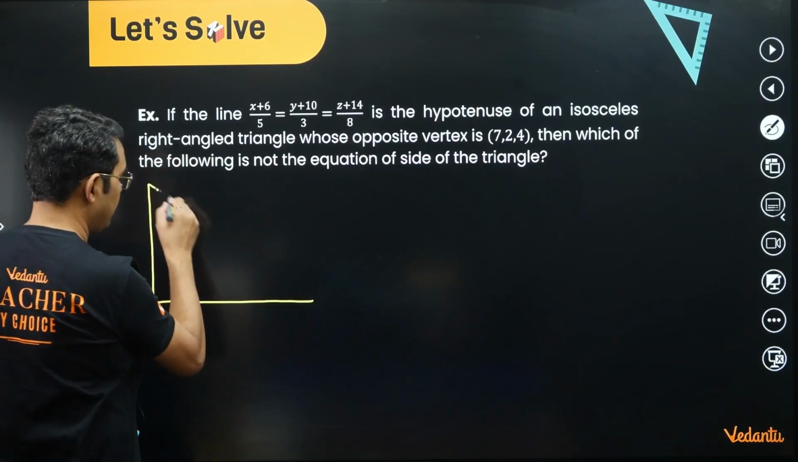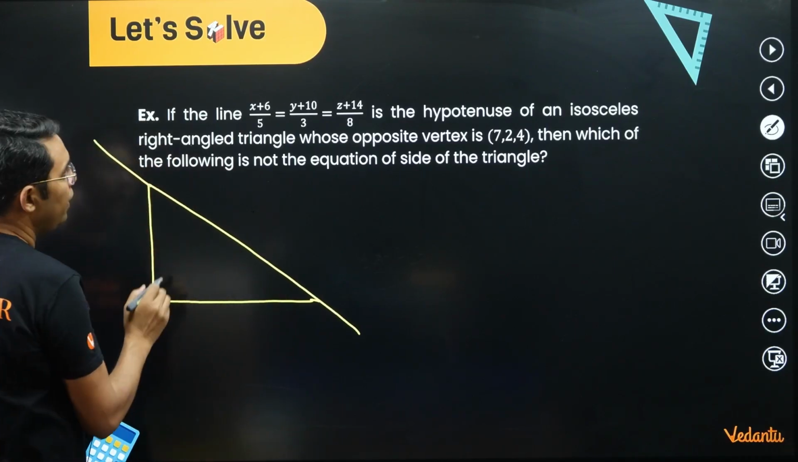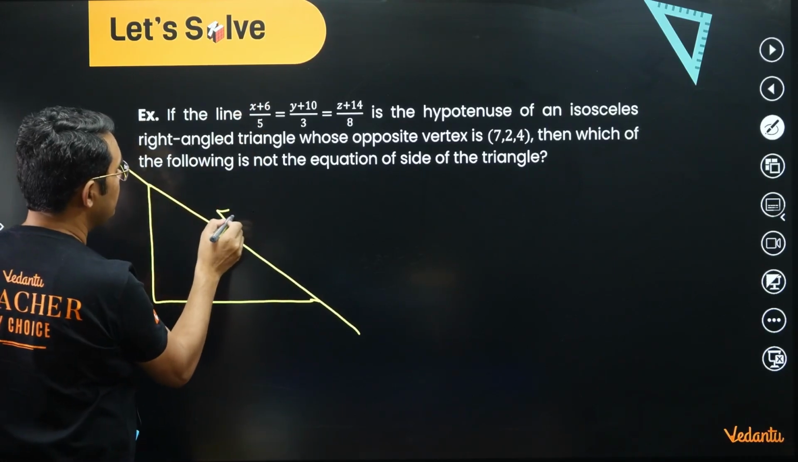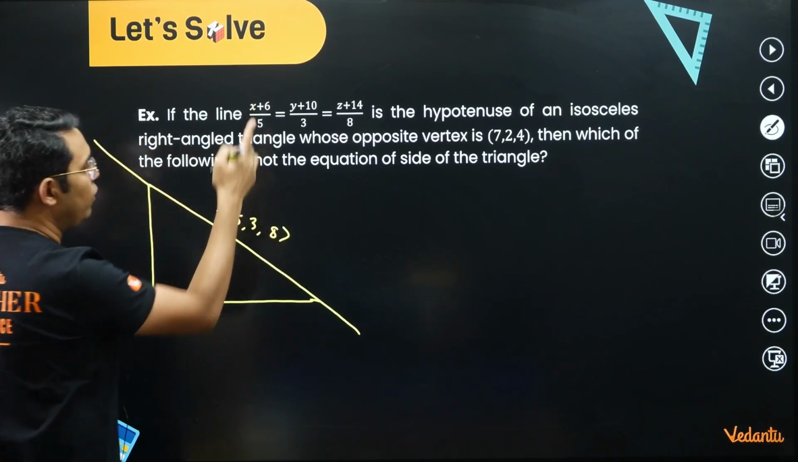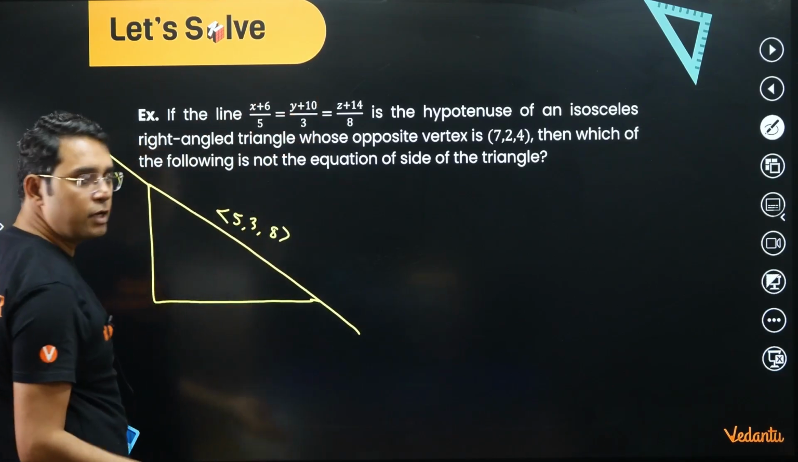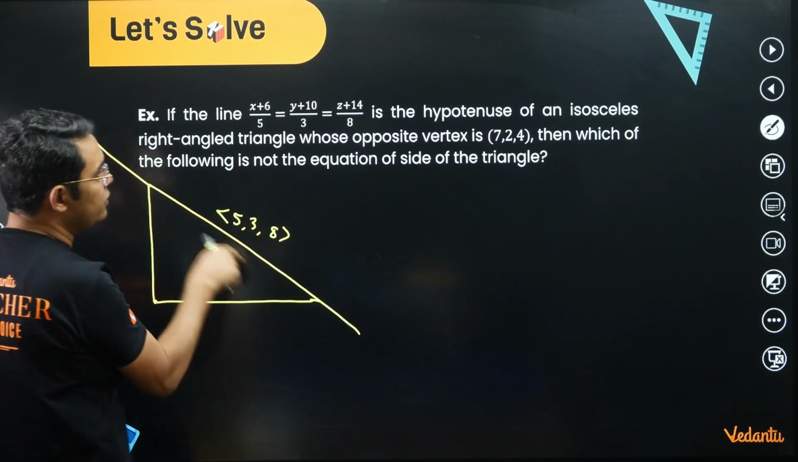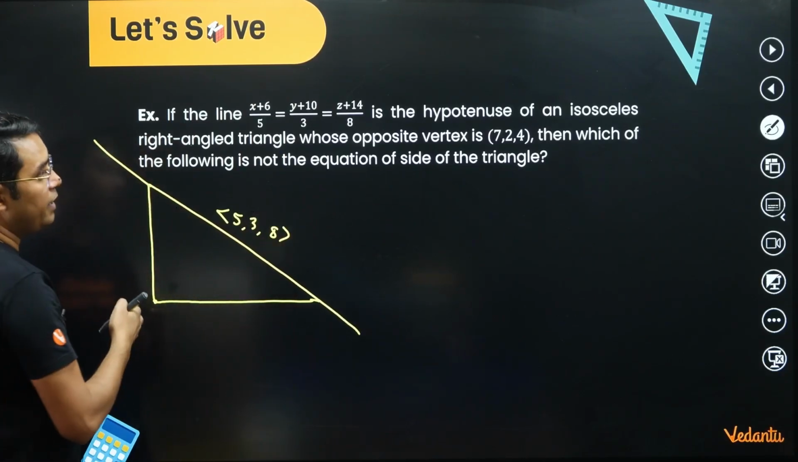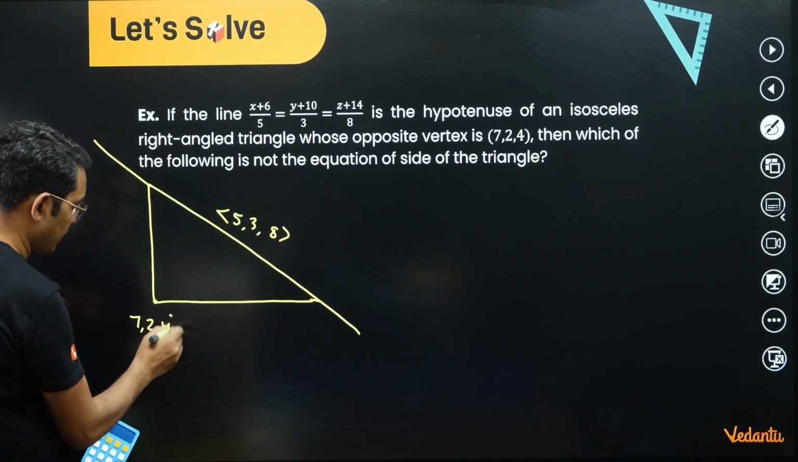So this is my right isosceles triangle, where this line has direction ratios 5, 3, 8, and one of the points on this line is (-6, -10, -14), and the opposite vertex of this hypotenuse, that means the point where the angle is 90 degrees, is (7, 2, 4).